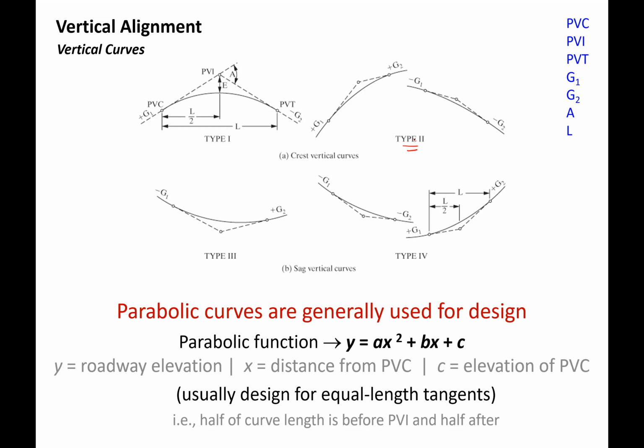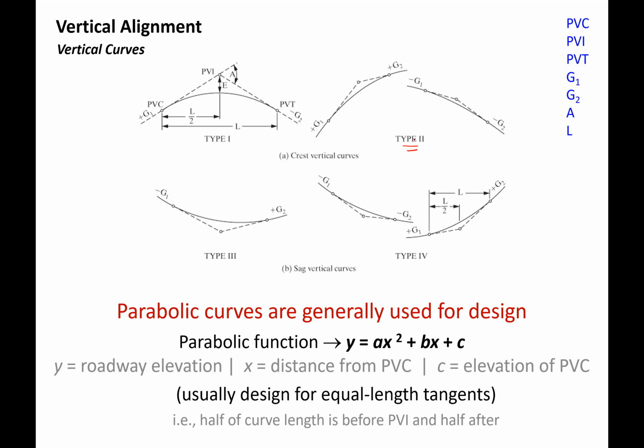So you guys should all be fairly familiar with the parabolic function at this point. So ax squared plus bx plus c. In this case, we are using y to represent our roadway elevation. We are using x to represent the distance that we've moved away from the PVC. And then we're using c to represent the elevation of the PVC, because y is the roadway elevation.